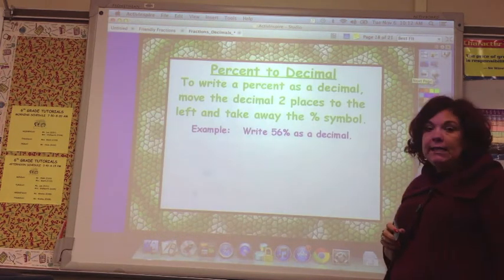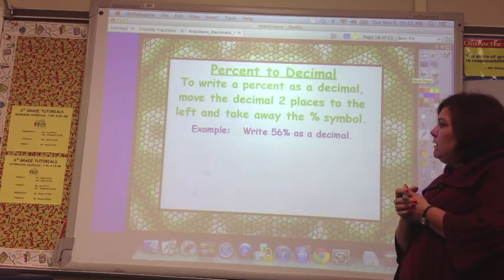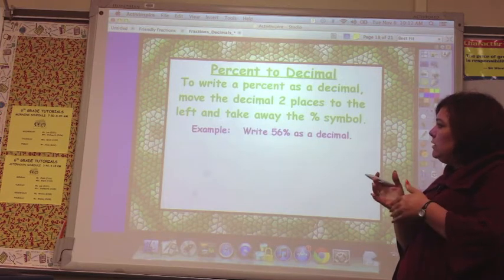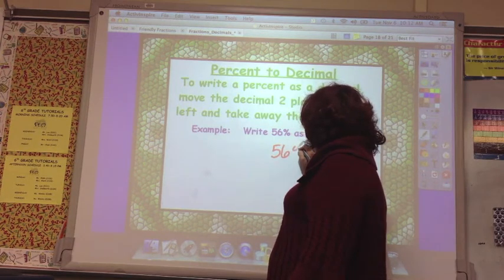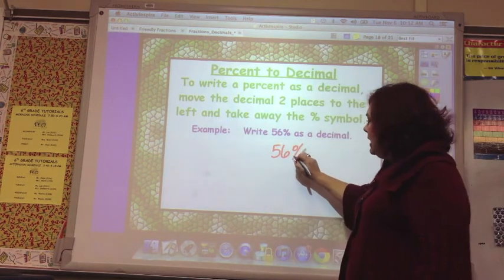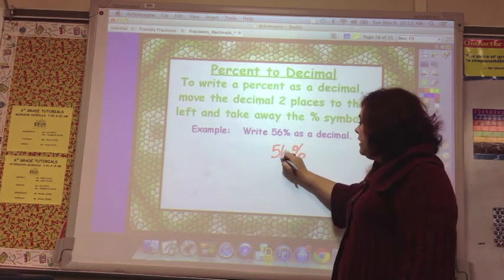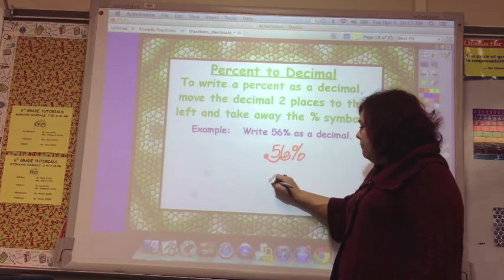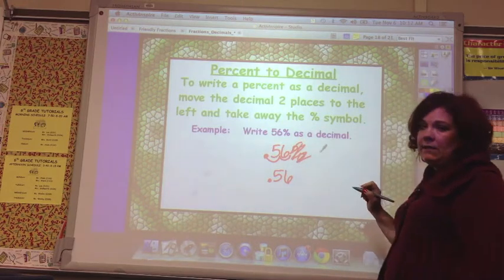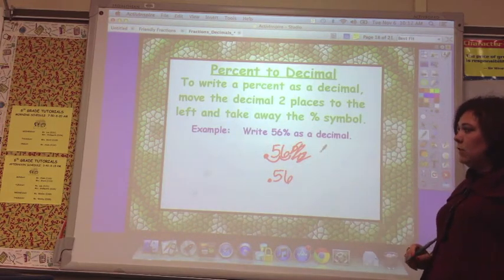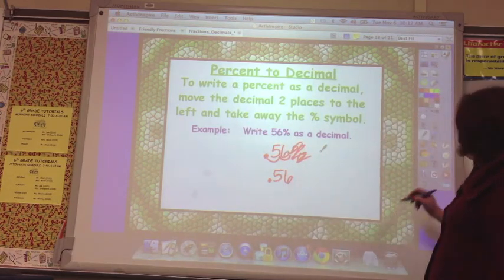Percent to decimal. Well, guess what? This is just Dr. Pepper in reverse. To write a percent as a decimal, move the decimal point two places to the left and take away the percent sign. So if I have 66%, my decimal point is here after the whole number. So I go 2 places, 1, 2, and because I moved the decimal point, I have to take away the percent sign. So 56% is 56 hundredths.